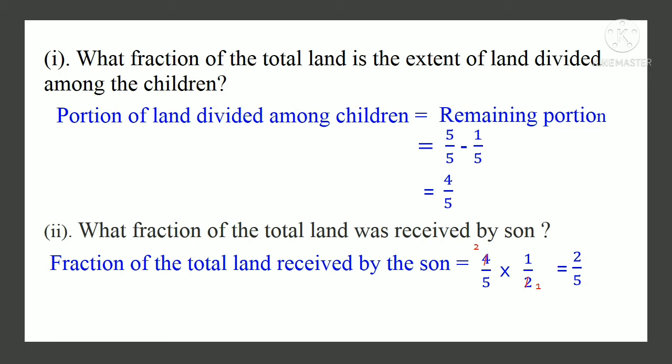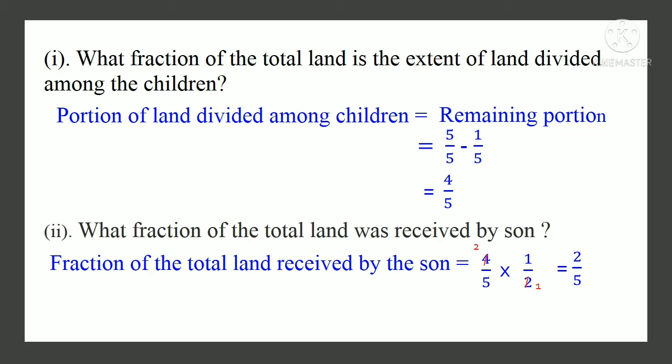Question number 1. What fraction of the total land is the extent of land divided among the children? Portion of land divided among children means what? The remaining portion. In other words, portion of land divided among the children means remaining portion. The total land is 5 upon 5. From that, you have to subtract the amount reserved by the father. That is 1 upon 5. So, you have to do the subtraction. What is the answer? 4 upon 5. That is the remaining portion.